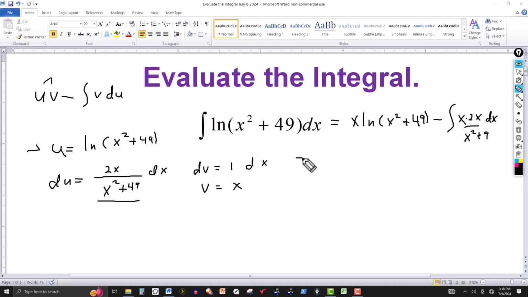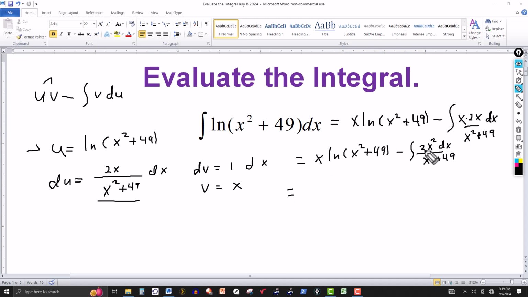And then this is equal over here. Again, we have the answer there. First part of the answer: x ln of x squared plus 49. Again, we're using integration by parts here. And then it's minus, let's multiply these out here, the integral of 2x squared dx over x squared plus 49. This is supposed to be 49 here. And then this is going to equal over here.